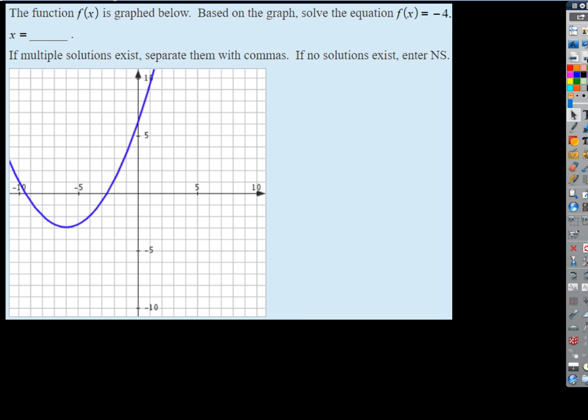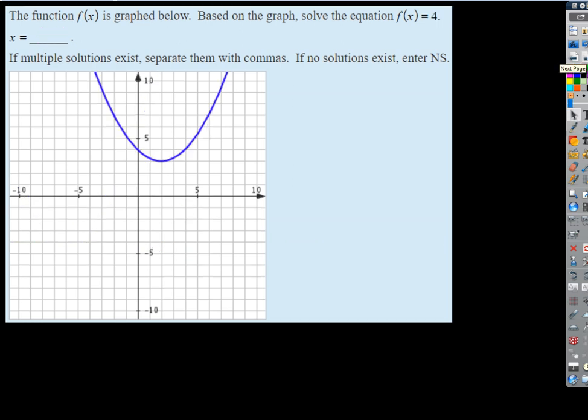How about that? Use the graph to solve the equation f of x equals -4. So we're trying to find all the x values where that happens. Well, for what x values does this graph have a y value of -4? There's y equals -4. No solution. They never cross. Did that one yesterday. No solution. Okay, no solution.